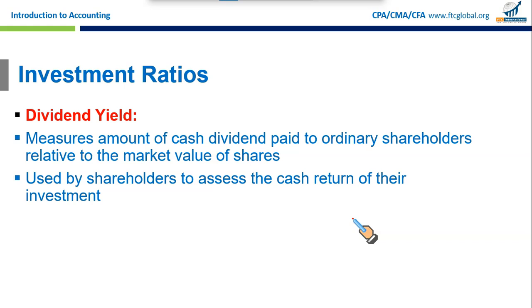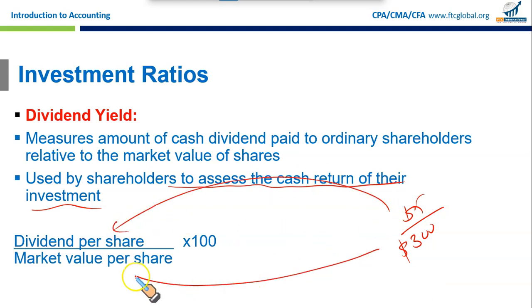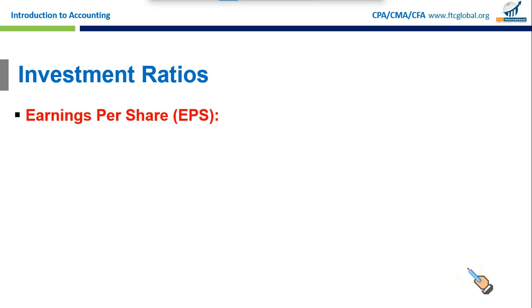So this ratio is used by shareholders to assess the cash return of the investment. You get $5 out of a $300 market price. That's it. Dividend per share, 5. Market price per share, 300, and it is expressed as a percentage, 1.67%. Next, we have earnings per share.